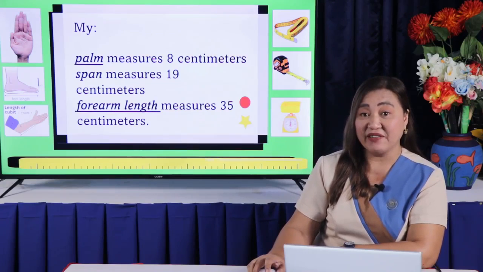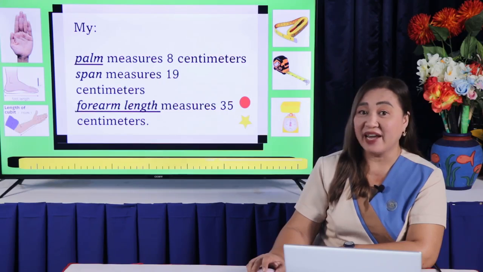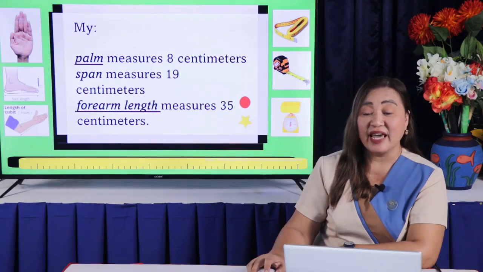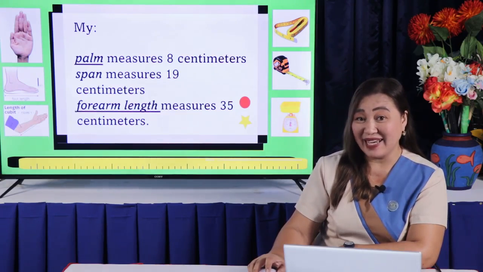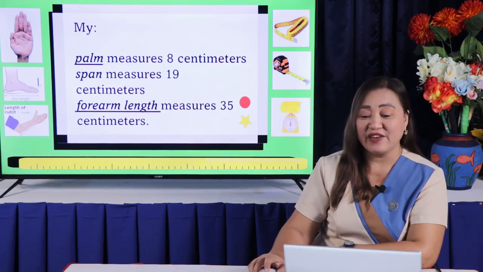Now let us compare the result of your measurements with my measurement. My palm measures 8 centimeters. My span measures 19 centimeters. And my forearm length measures 35 centimeters. Now, do we have the same measurements? Of course not, because we do not have the same size of palm, span, and forearm length.